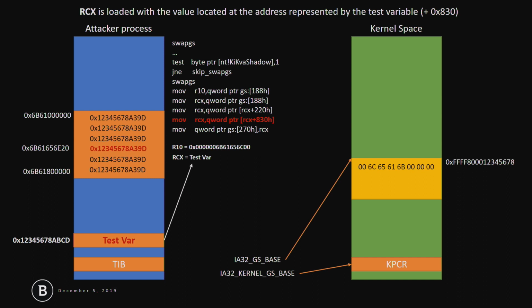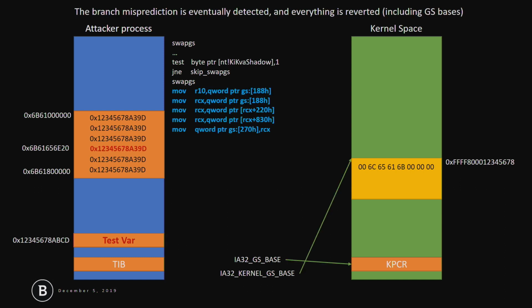So the test variable is basically used like a tag, just to see if the secret kernel value is within the range that we've mapped inside user space. And the misspeculation is detected, everything is rolled back, the GS bases are switched again, and all the modifications to the microarchitectural speculative state are discarded. But the test variable remains cached.